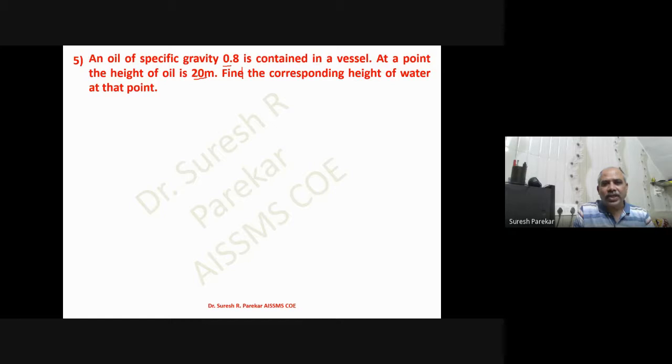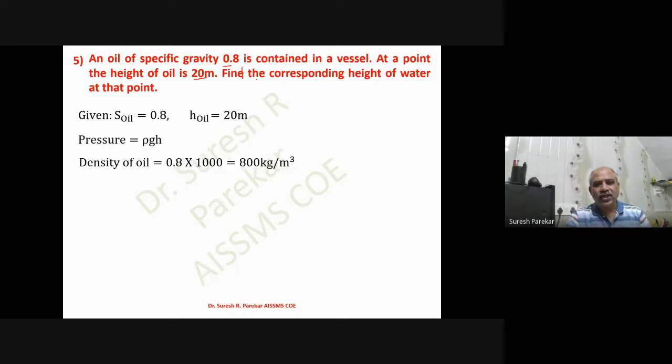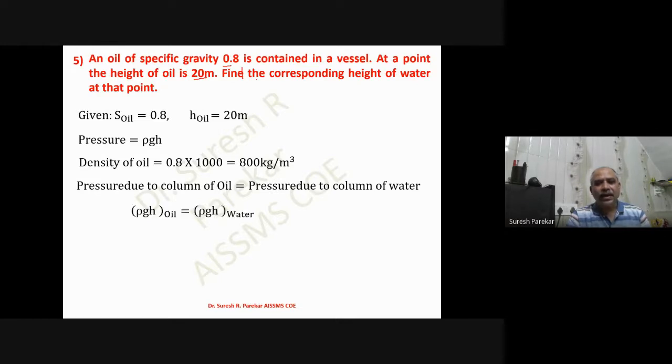So first, rho gh for this oil has to be equated to that of water. So it's again the given data, and then we use rho gh. We have 0.8 specific gravity, so 800 density, and then rho gh of oil equals rho gh of water, and that will give us the value of h, which is equal to 16 meter.